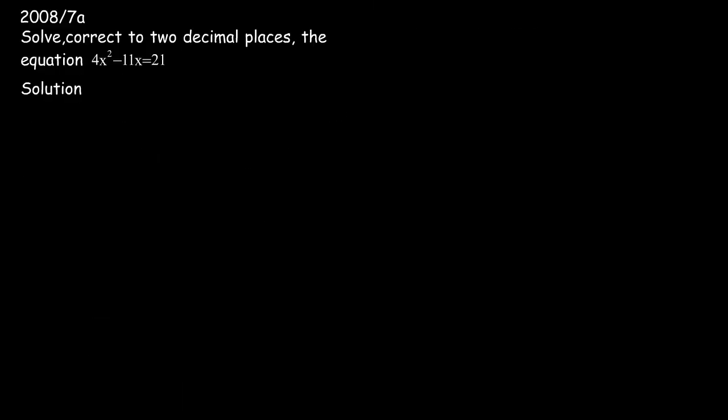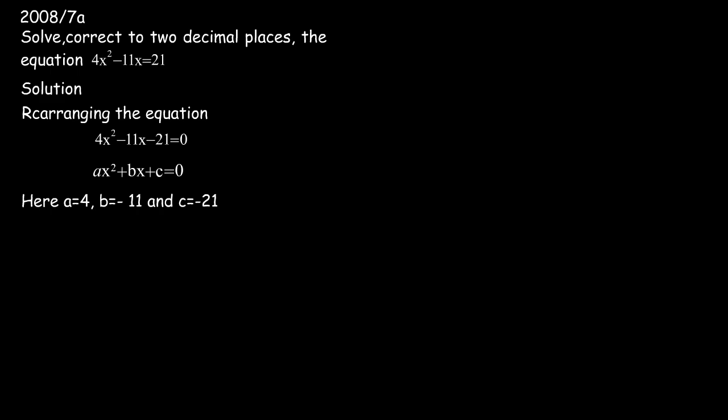We have another question that states: solve, correct to 2 decimal places, the equation 4x squared minus 11x is equal to 21. Now for our solution, we are going to arrange the question to take the form of our general quadratic equation. So it will become 4x squared minus 11x minus 21 is equal to 0. Now comparing with our general quadratic equation, which is ax squared plus bx plus c equals 0, here we know that a will be equal to 4, b is equal to minus 11, and c is equal to minus 21.